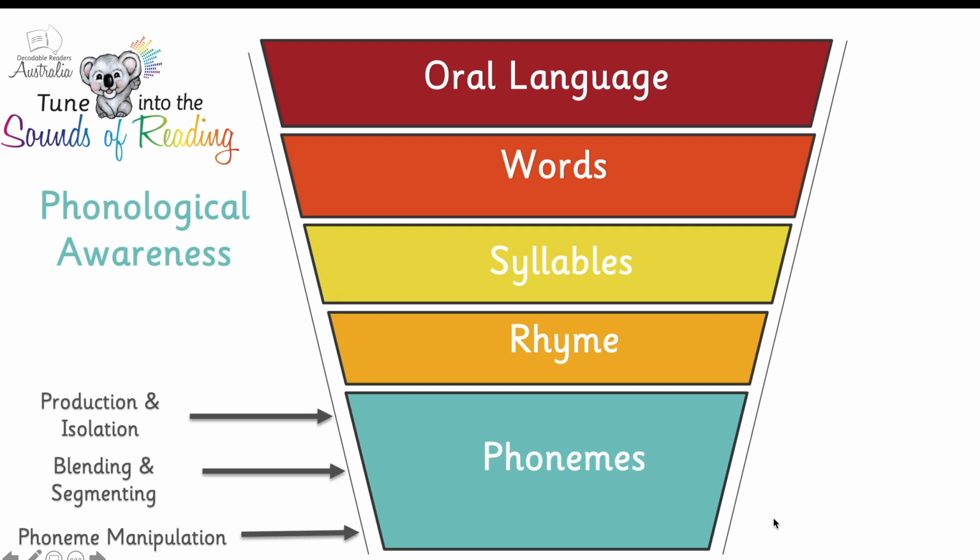Our new word is wing. And then we have the ability to manipulate a sound and swap it out. So for example, let's start with sat. Let's change our at to I. What do we get? Sit. And we can manipulate and swap sounds at the beginning, the middle, or the end.